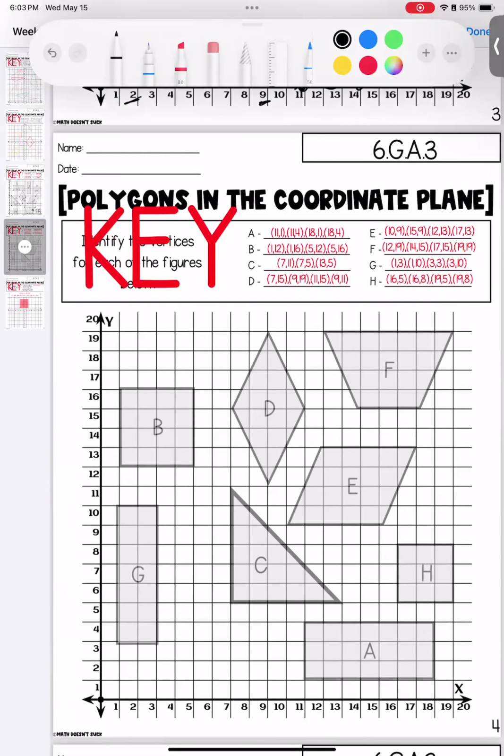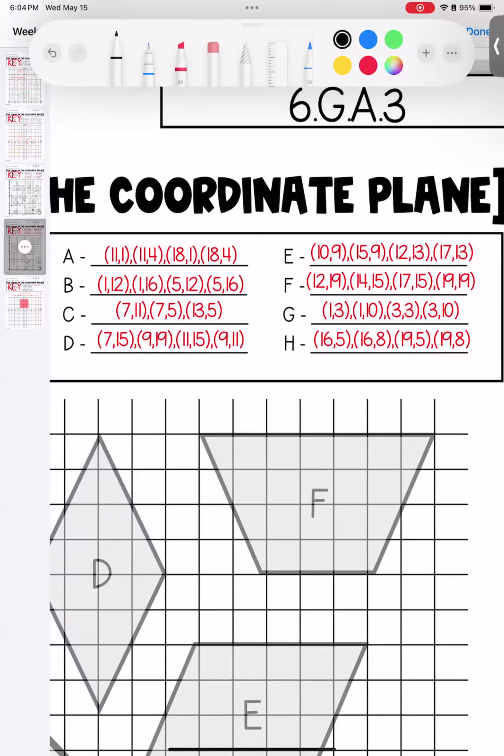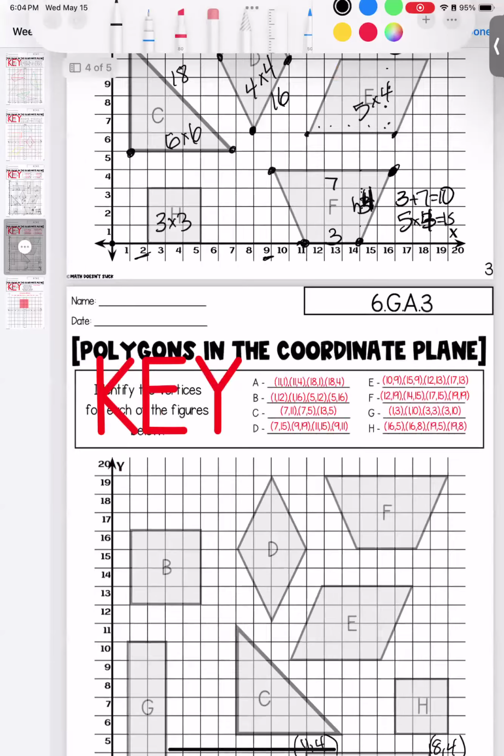So this one, over 11, up 1. This one is over 18, up 1. This one is over 11, up 4. This one is over 18, up 4. And again, you can find these all up here, but if you look, 11-1, 11-4, 18-1, 18-4. Okay, so pause it and look here. If you have questions about how far over, how far up, bring them to class. But we're just looking at these bottom numbers.